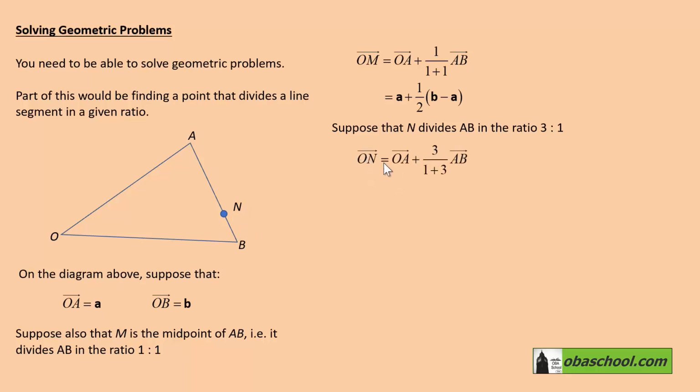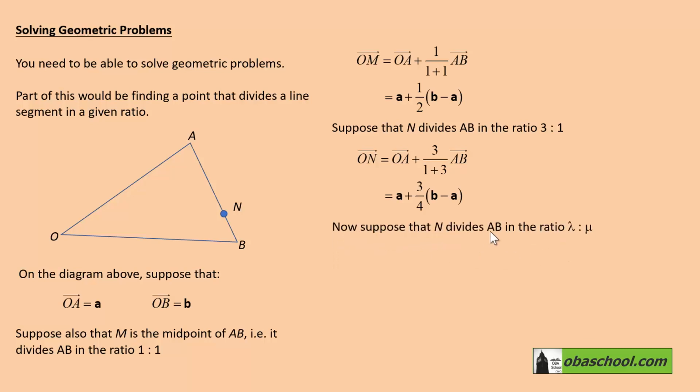So going from O to N, we can start, as we did before, by going to A. So that's OA. And then we want to go 3/4 of the way to B. Now I'm writing that as 3 over 1 plus 3, because we know that this is divided into 3 parts here and 1 part here. But overall, what we're doing is going from O to A and then 3/4 of the way to B, which takes us to N. We know that we've discussed B minus A before, so that one is A plus 3/4 B minus A.